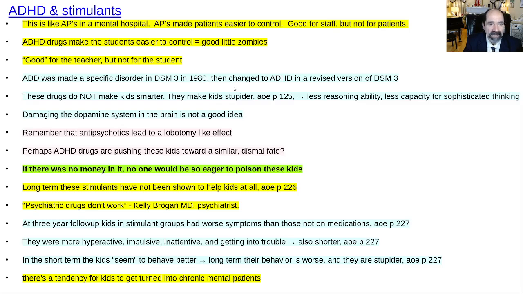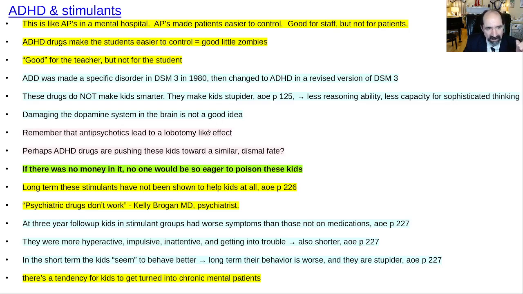This reminds me of the antipsychotic medications given to patients in a mental hospital. It's good for the staff, making the patient easier to control, but it is bad for the patient, causing brain damage, making them like zombies, and the ADHD drugs are pushing in that direction. Good for the teacher, but not for the student. Long term, that is not going to help your kid have a well-functioning, optimal brain. Remember, antipsychotics lead to a lobotomy-like effect.